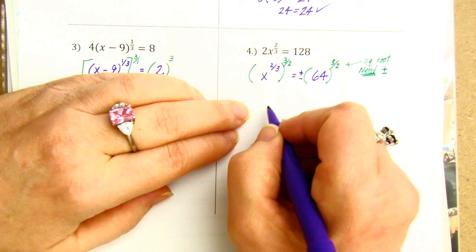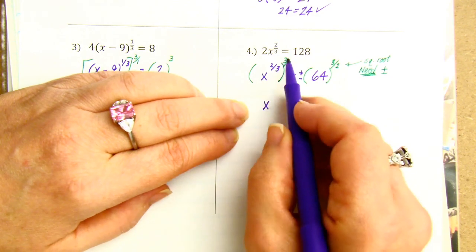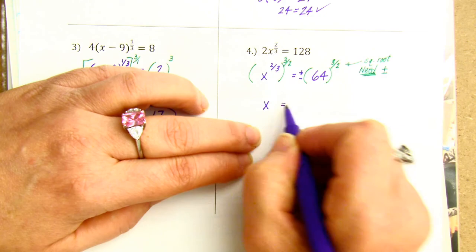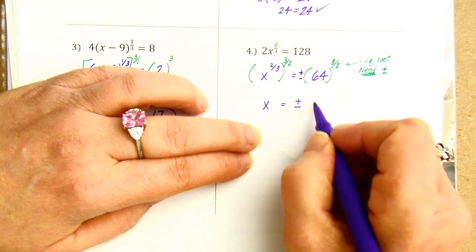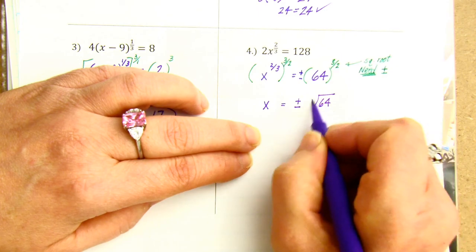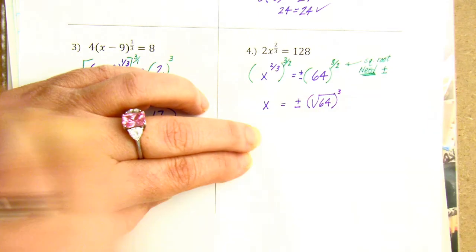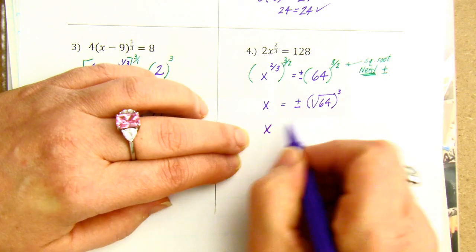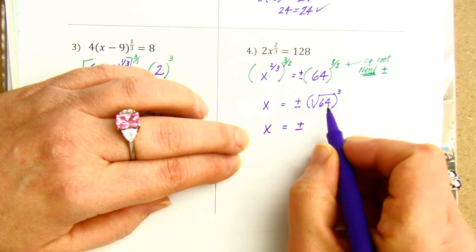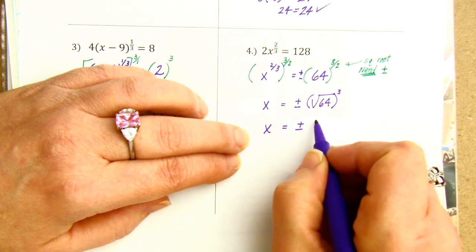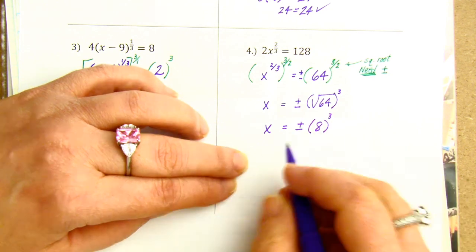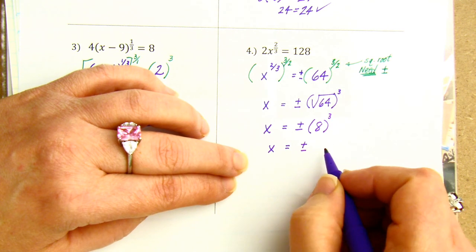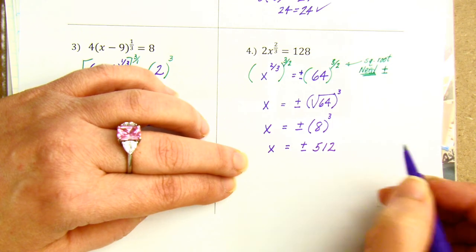The left side simply becomes x, right? x to the 2/3 raised to the 3/2, power to a power, you multiply. That's 6 over 6, or 1. Equals plus or minus. This becomes the square root of 64, cubed, right? Power over root. x equals plus or minus, well, the square root of 64 is 8. I didn't cube it yet. x equals plus or minus, well, 8 cubed is 512. You could use a calculator for that.